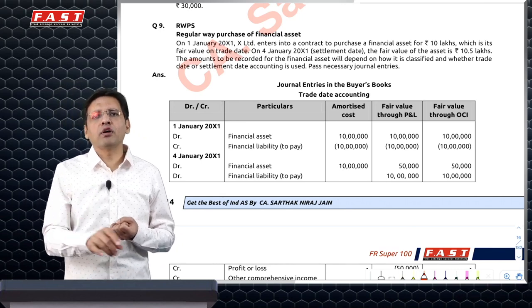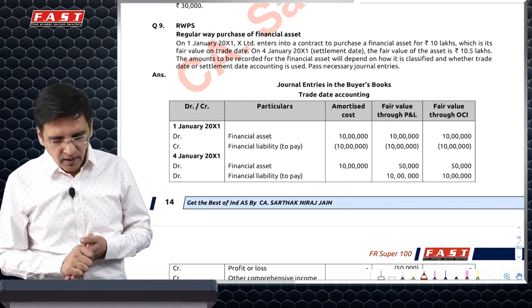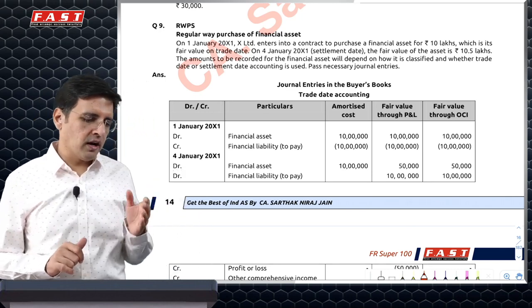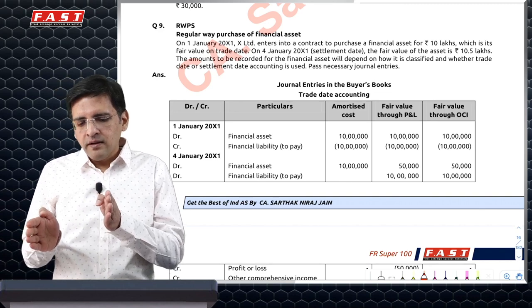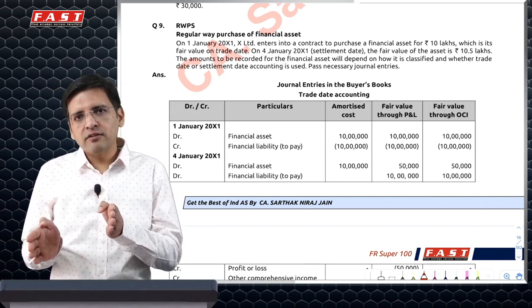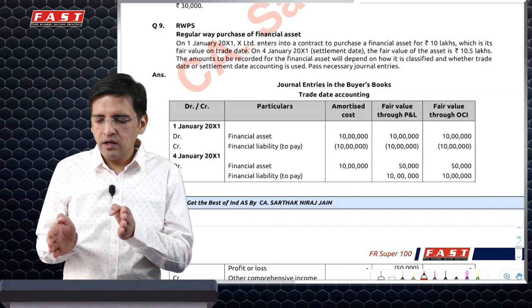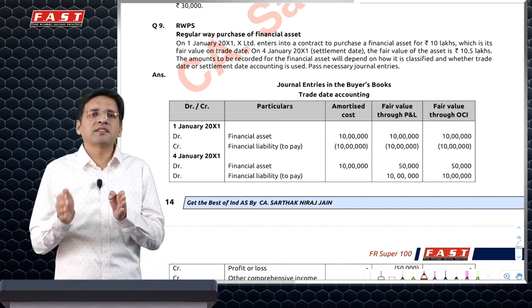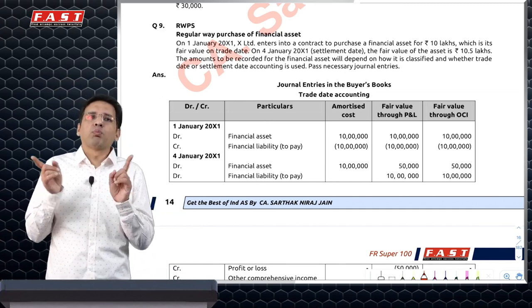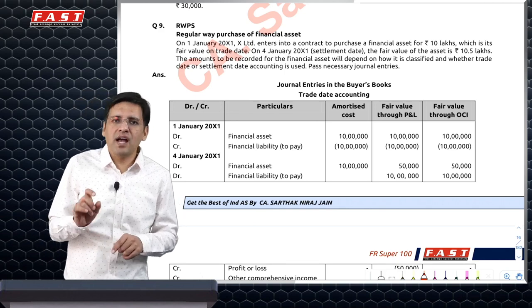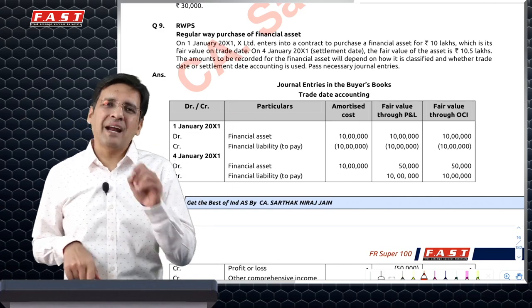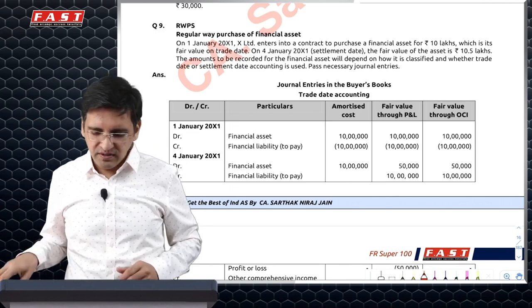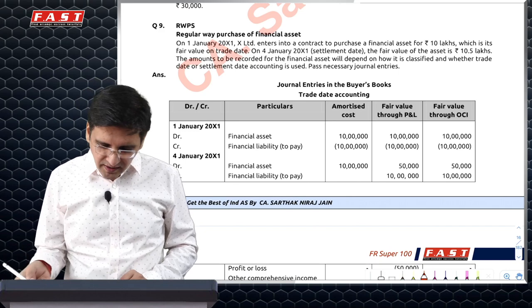Either way, your gain or loss should not differ. Hence, let's say, for example, you've done a transaction on 28th March, which is settled on 2nd April. Trade date accounting, on 28th March itself, you will recognize the financial asset investment. Settlement date accounting, you will recognize the asset on 2nd of April. But in both the cases, your gain or loss as on 31st March has to be recognized because your price is fixed on 28th of March, which is the transaction date. So based on that, there is this particular question.